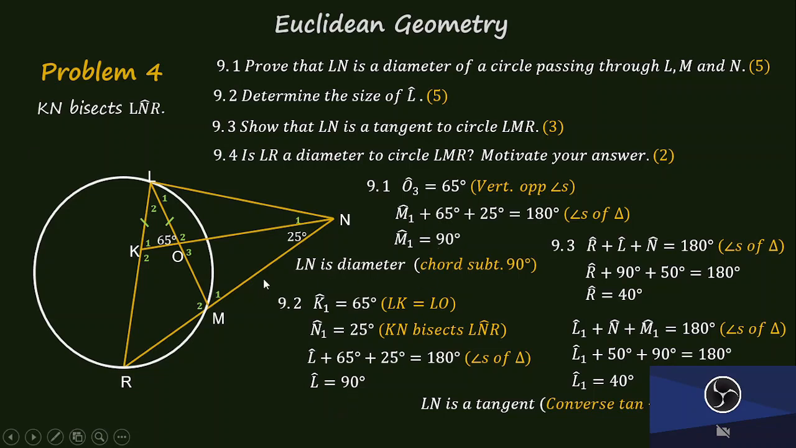M1 is 90, so angles along a straight line add up to 180 degrees. So if this is 90, obviously this is 90. So our answer will be yes. Yes, because M2 is 90 degrees. That chord here, it subtends an angle that equals 90 degrees. Therefore, LR is a diameter to that circle.